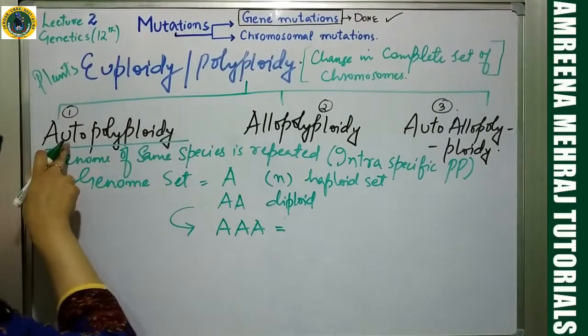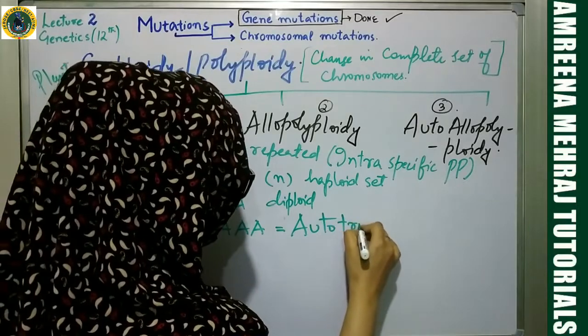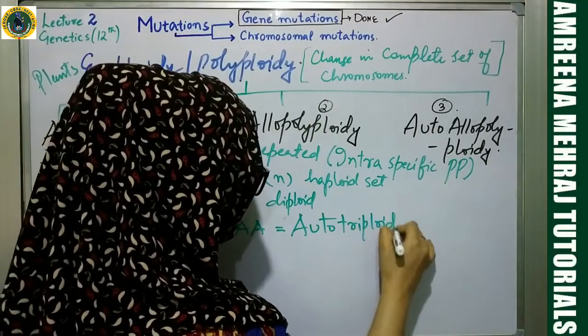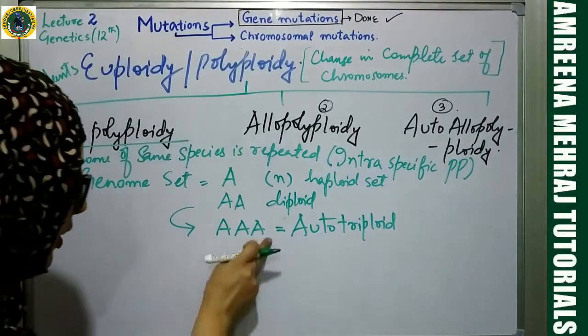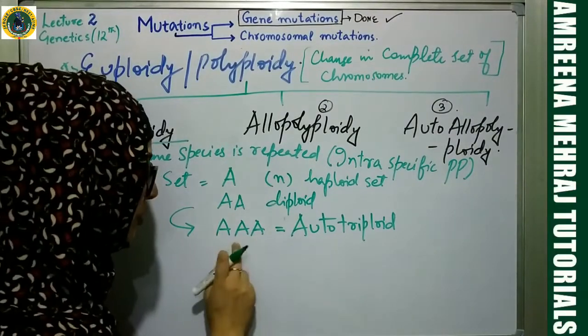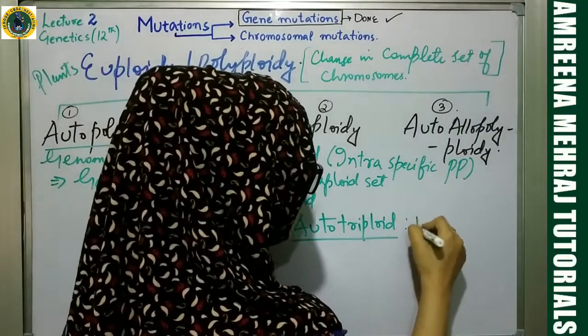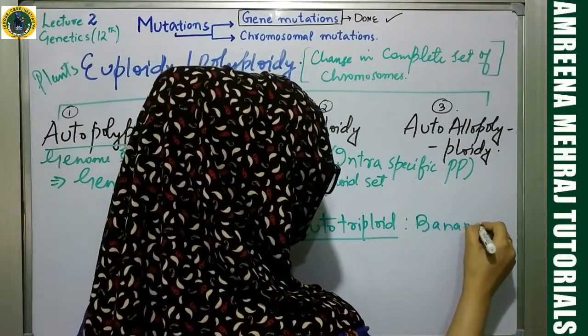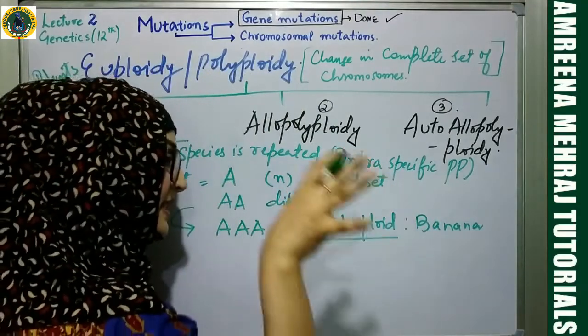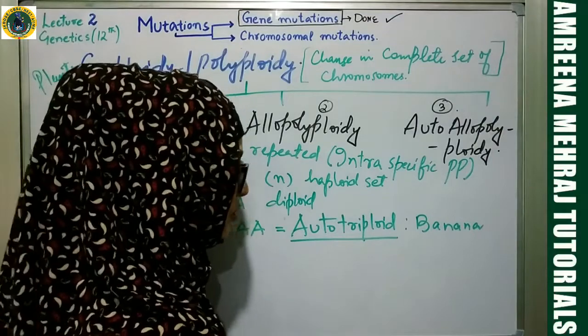Is it auto or allo? Auto. So we'll call this organism autotriploid. This is a triploidy case because this organism has 3 sets of genome, 3 genomic sets. This is an autotriploid. You will see banana. Banana in nature is naturally an autotriploid. For that matter, even grapes are autotriploids.